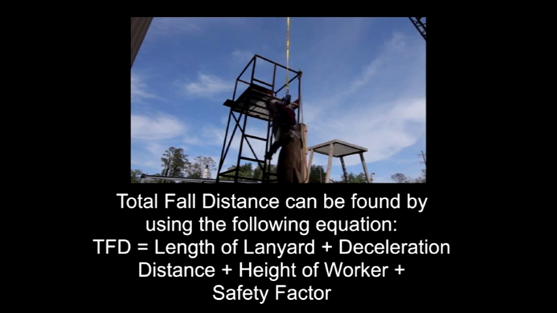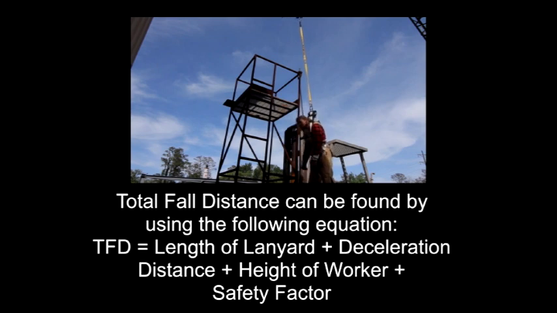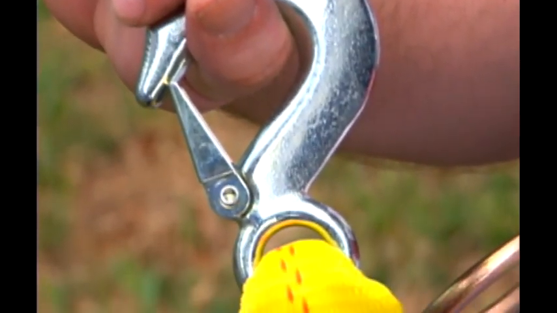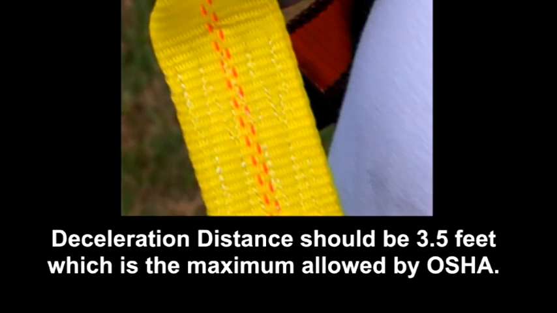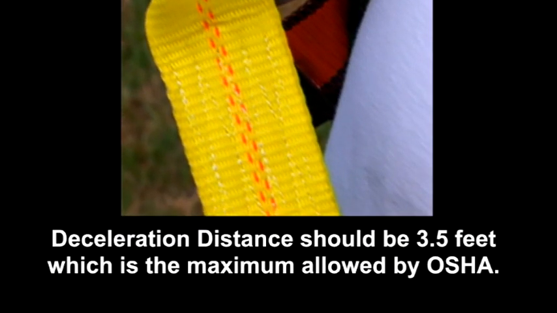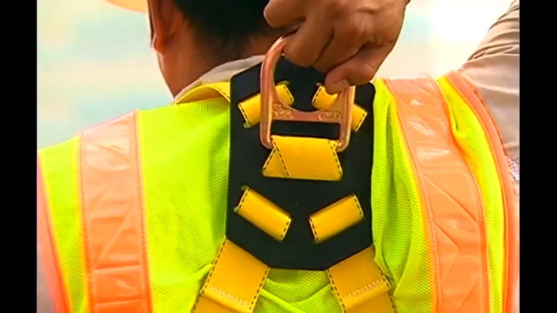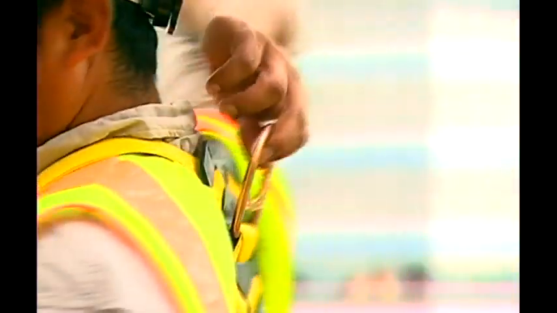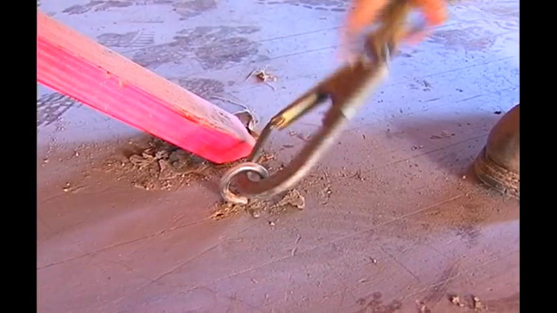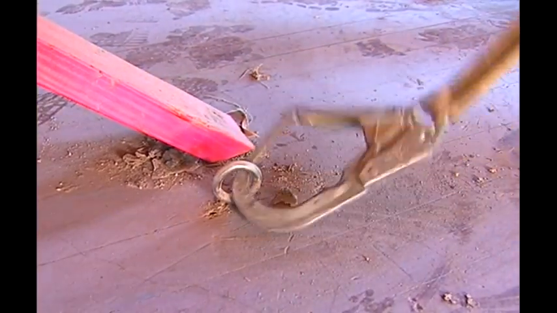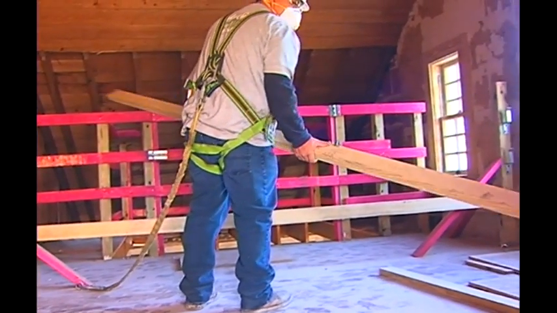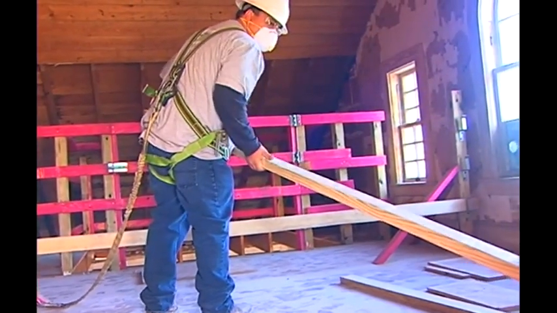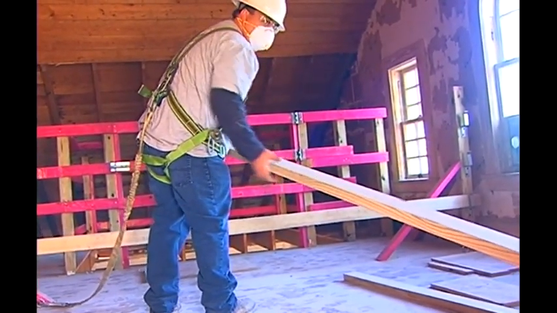Lanyards can range from 18 inches to 6 feet. Deceleration distance should be 3.5 feet, which is the maximum allowed by OSHA. Height of worker is the distance from the D-ring, located on the upper back on the body harness, to the working level, which is generally about 4 to 5 feet. A safety factor of at least 2 feet should be used, but 3 feet is suggested.